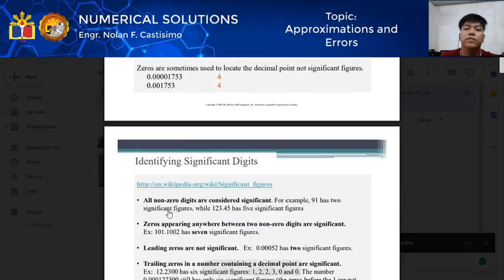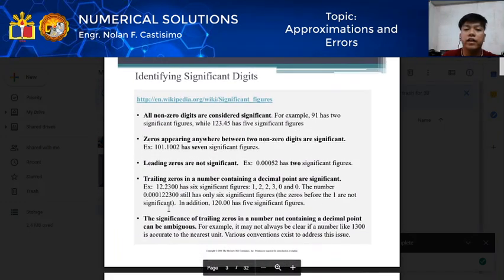Okay? Next, we have identifying significant digits. All non-zero digits are considered significant. For example, this one, 123.45. All of the digits are non-zeros. That's why they are counted as significant figures, and we have 5 significant figures.